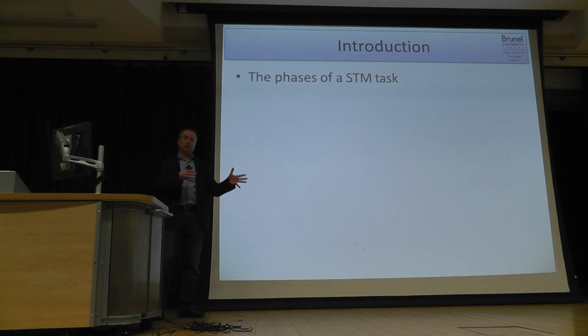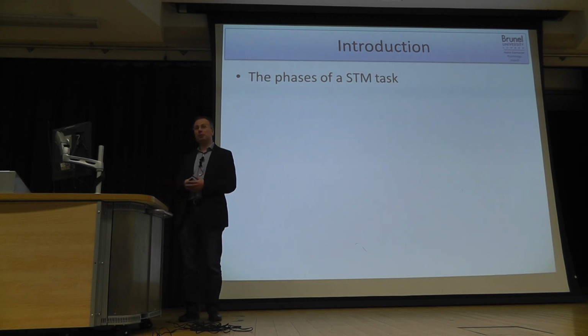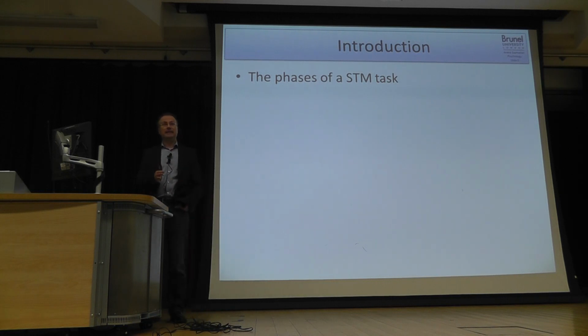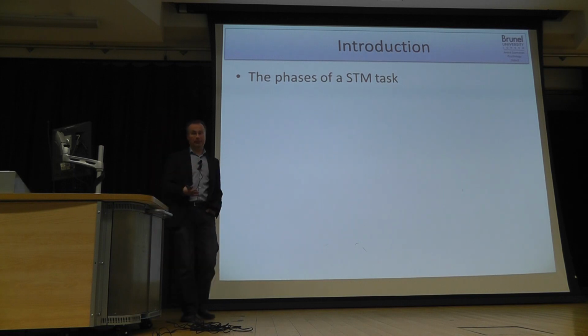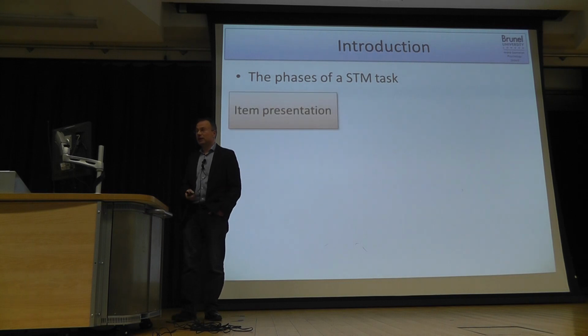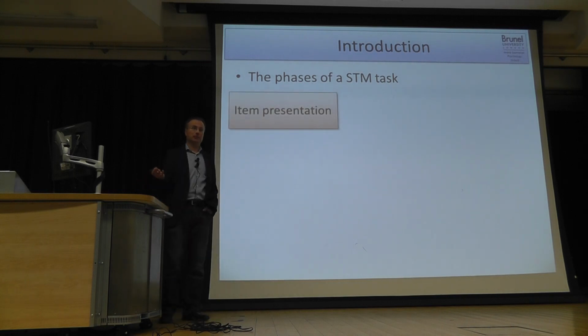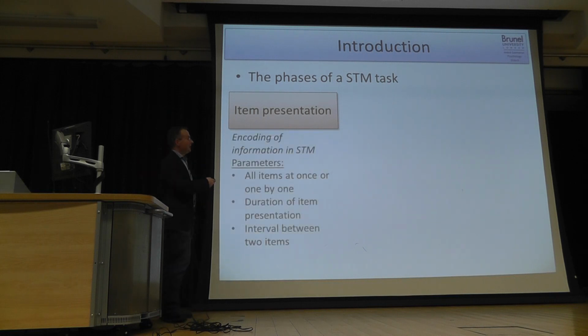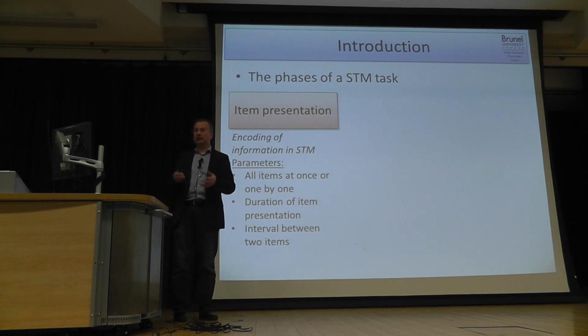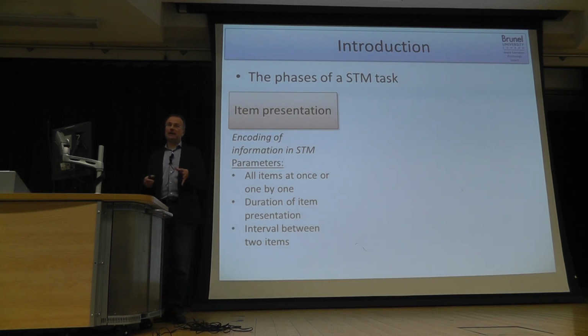So when we look at these types of tasks, these short-term memory tasks, in a bit more closer detail, we can identify three stages or phases which are common in every one of these tasks. The first is we have to present the items which are to be remembered. And here the information is encoded into short-term memory. It can be words, can be pictures, whatever. And we have quite a few parameters which we can vary to change the paradigm to suit our needs. Maybe we want to investigate different things.